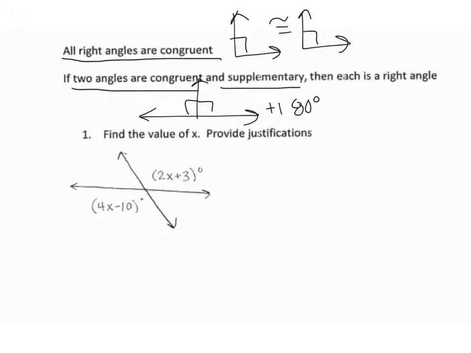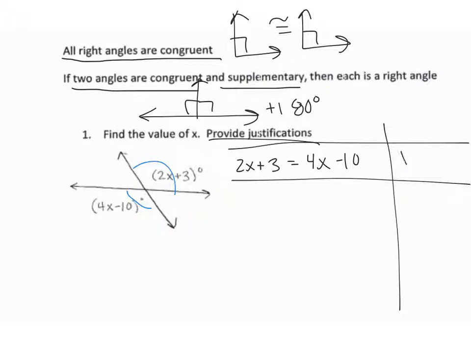Okay, I'm going to show you how, if given a diagram, to provide justifications and solve for x. I know from the beginning of this lesson that I can mark that these two are congruent. So I'm going to write that 2x plus 3 equals 4x minus 10. And I need to provide justifications for it. The justification for this line is the vertical angle theorem, which says that two angles are congruent if they're vertical.